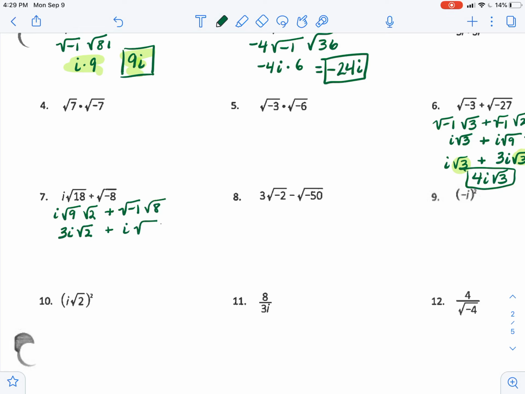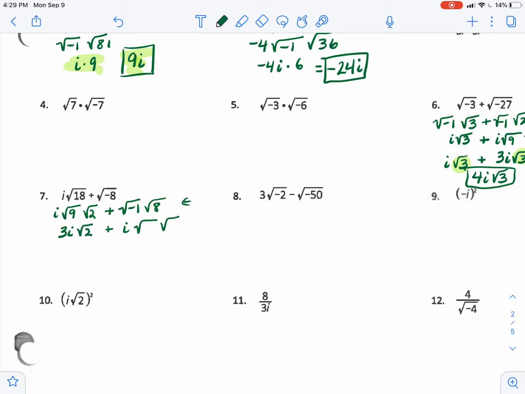The square root of a negative 1 is i. And then what is my perfect square in 8? Now, if you wanted to, and you were okay, you could skip this step and just go straight to this next one, but I'm going to put it in. So what's the perfect square in 8? That would be 4 and 2. And so I'm just going to rewrite this. And the square root of 4 is 2. Square root of 2. Again, the square roots are the same, so I can just add my coefficients. So I have 5i square root 2. Final answer.